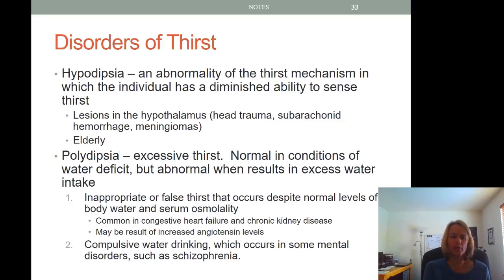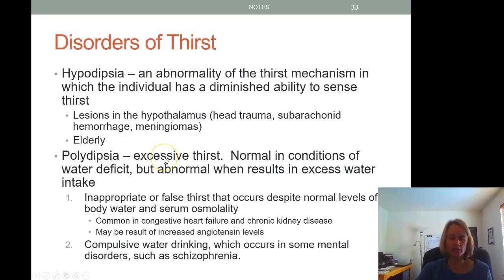Disorders of thirst. Hypodipsia is when we have an abnormality of the thirst mechanism in which a patient has a diminished ability to sense thirst. This can be caused by lesions in the hypothalamus that occur with head trauma, subarachnoid hemorrhage, meningitis, or tumors of the meninges. This can also occur, and very frequently does, in elderly people. They just lose their sense of thirst.